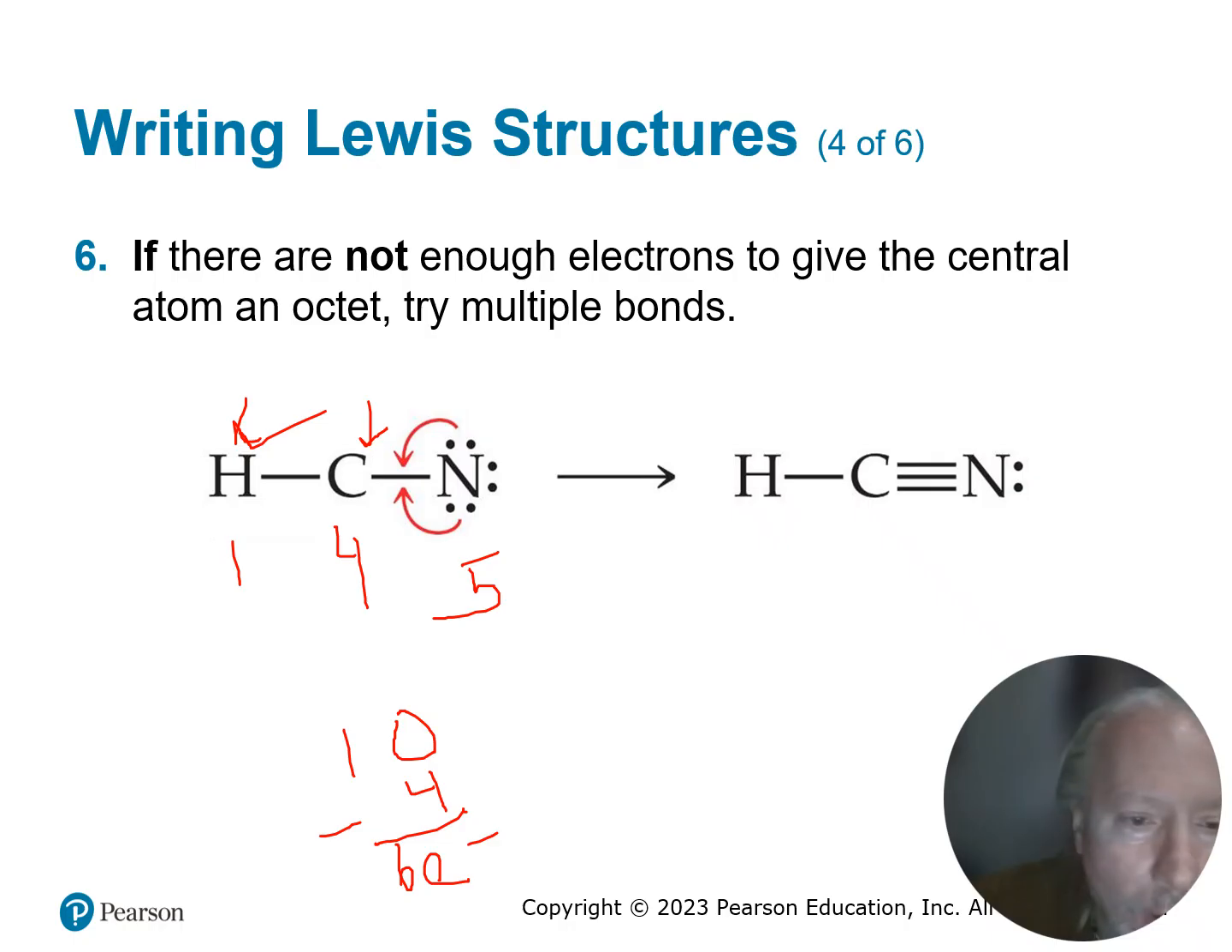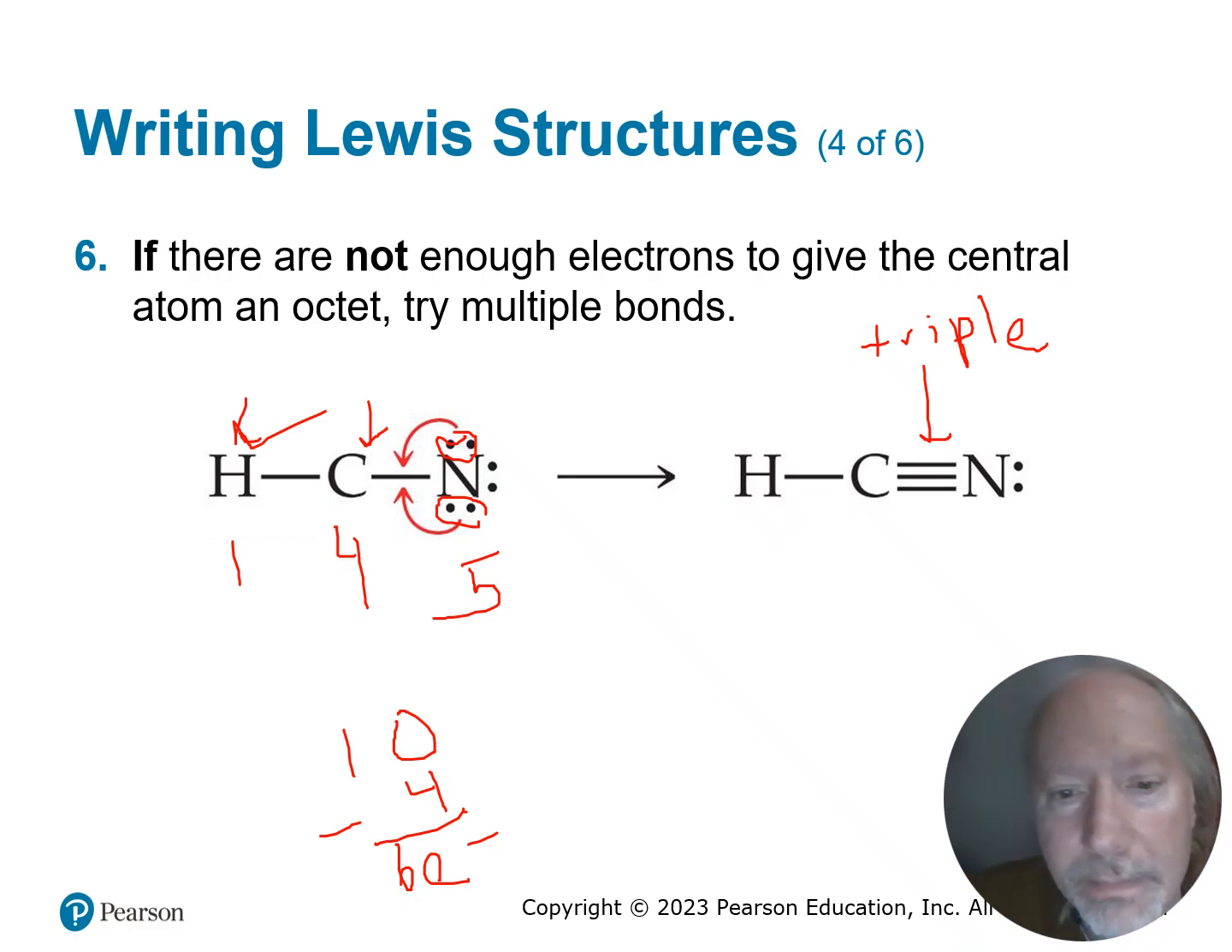So let's move 1 pair of electrons. In organic chemistry, we always move pairs of electrons. And then here we move another pair of electrons, and we end up with this triple bond. It's a triple bond and it's very short, very strong, and hard to break. That's actually a cyanide bond.